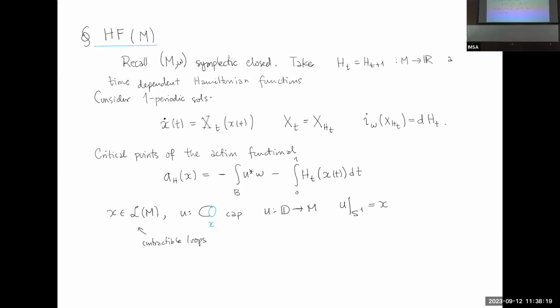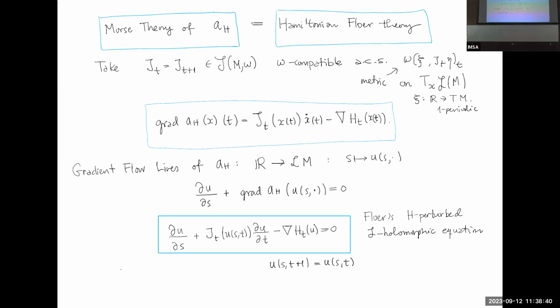And contractible means that you can cap them through a disk. So this is what we're doing here. The action functional is just the integral over the maps that go from the disk to M of omega, minus the integral of the Hamiltonian on the solution that you have. So Floer theory can be understood as the Morse theory of that action functional.